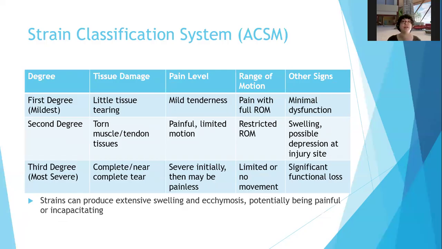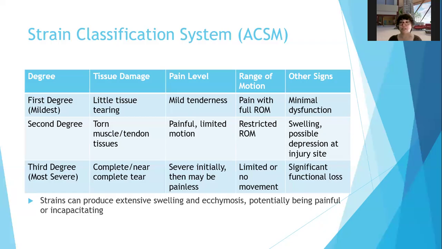With a first degree strain, there's little tissue tearing, you get mild tenderness, pain with full range of motion usually, and there's minimal dysfunction. With a second degree strain, you have a torn muscle or torn tendon tissues. It's painful, you have limited motion, restricted range of motion, and swelling, and sometimes you get a little bit of depression of the tissues at the injury site. In a third degree strain, it's either a complete or near complete tear of the tendon or muscle tissue, and it's severe.